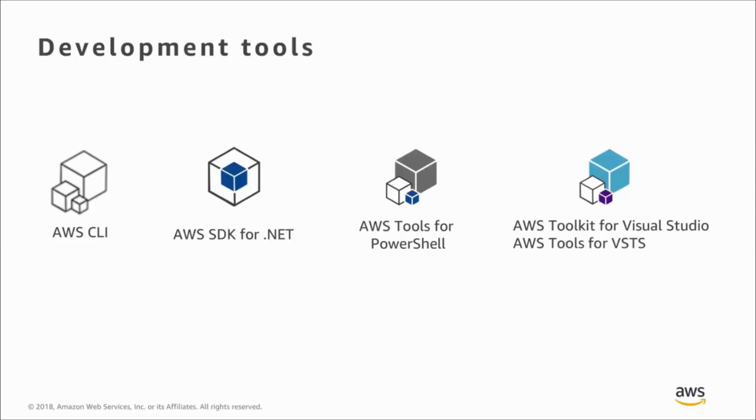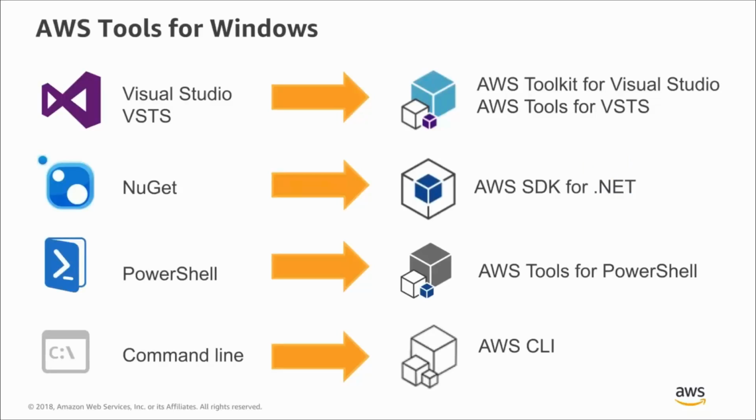So we have the AWS CLI that you can run on Windows. We have the AWS SDK for .NET, the AWS Tools for PowerShell, and we have toolkits for Visual Studio and VSTS. So if you were to map these, this is really how the tooling that a Microsoft developer would use maps to the tool ecosystem that we support for Microsoft developers.